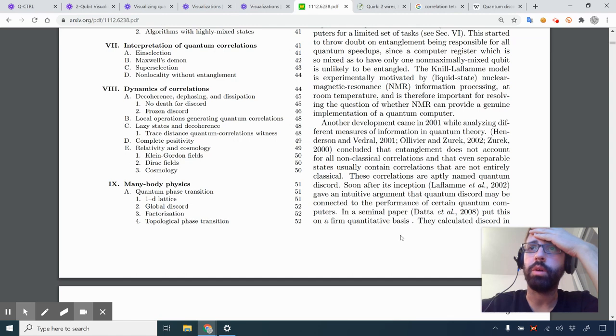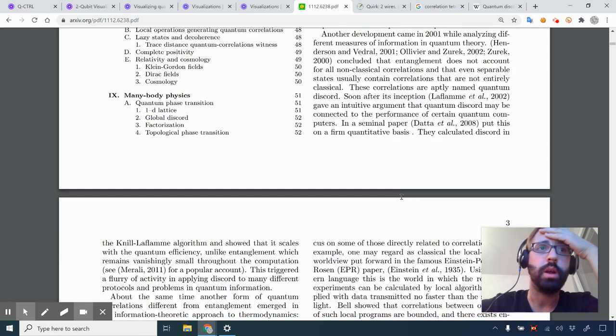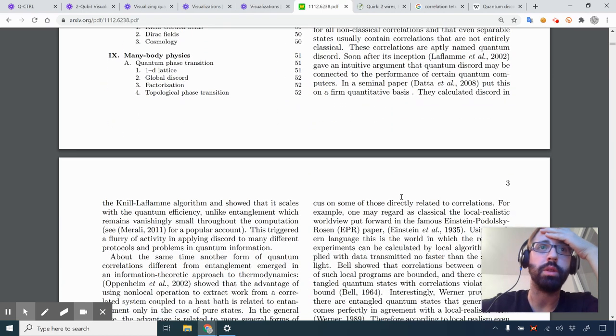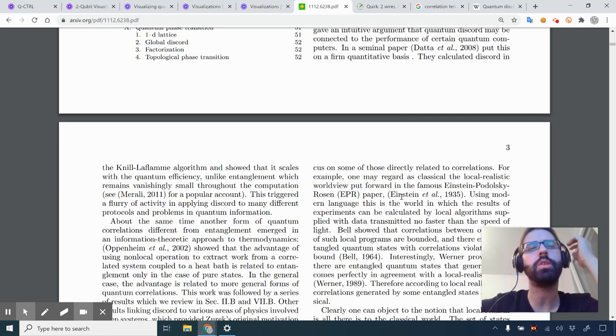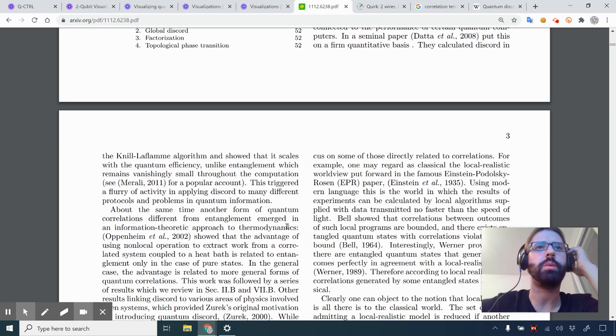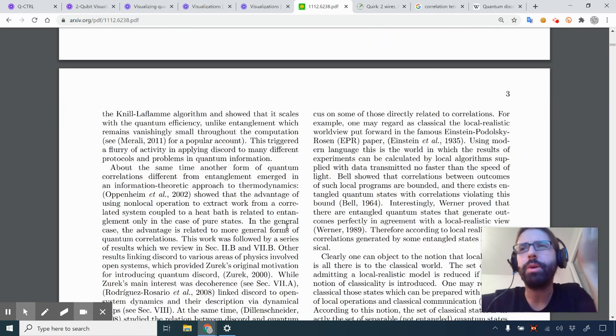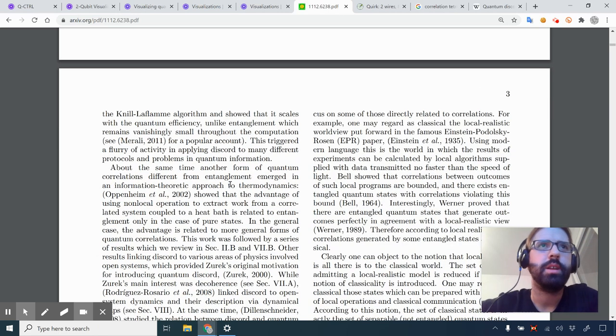In a seminal paper, Datta et al. 2008 put this on a firm quantitative basis. They calculated discord in the Knill-Laflamme algorithm and showed that it scales with the quantum efficiency, unlike entanglement, which remains vanishingly small throughout the computation. This triggered a flurry of activity in applying discord to many different protocols and problems in quantum information. I've never heard of these! What is the Knill-Laflamme algorithm?